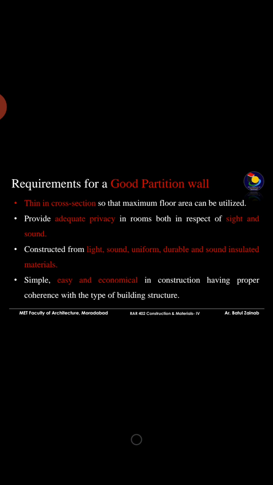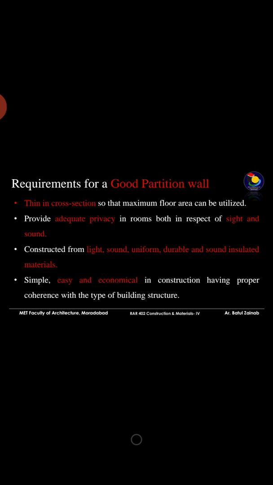Now, what are the requirements of a good partition wall? Thin in cross section so that maximum floor area can be utilized internally. Provides adequate privacy in rooms both in respect of sight and sound. Constructed from light, sound, uniform, durable and sound insulated materials. Simple, easy and economical in construction, having proper coherence with the type of building structure. So basically they should be thin in cross section. Adequate privacy must be provided whether by sight or by sound.